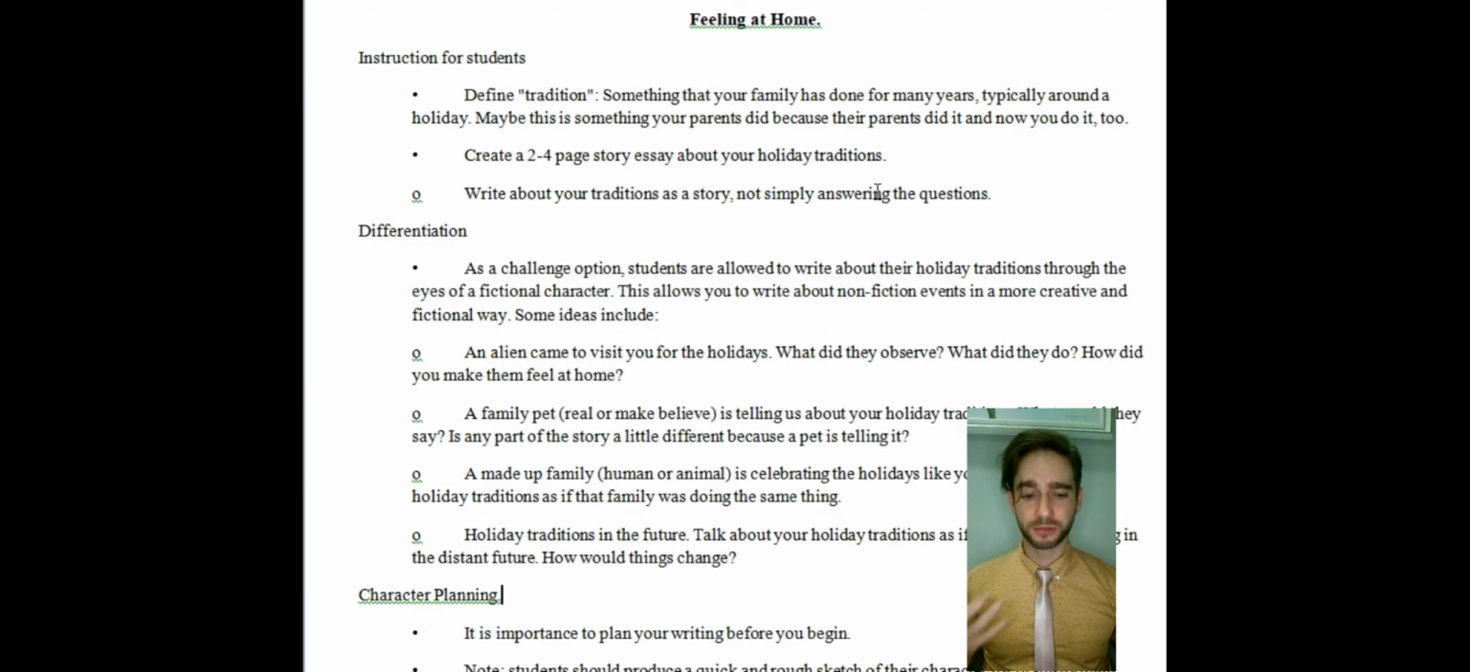To add a little bit of differentiation is when you want to add something a little bit different, be a little bit more creative, and in this case I've given you some options. So a challenge option: students are allowed to write about their holiday traditions through the eyes of a fictional character. This allows you to write about non-fiction events, those are real events, in a more creative and fictional way. So some ideas include, there's an alien who came to visit you for a holiday.